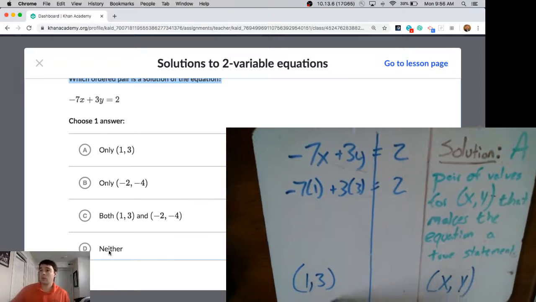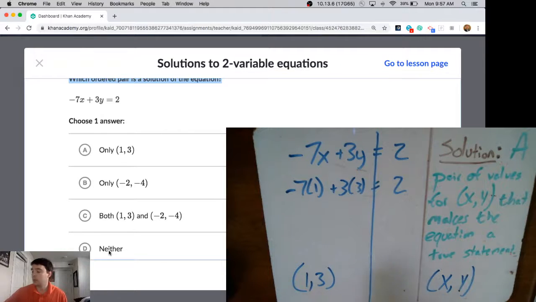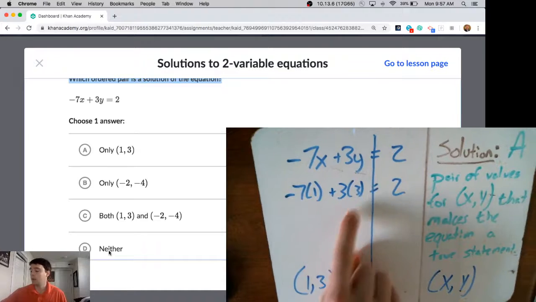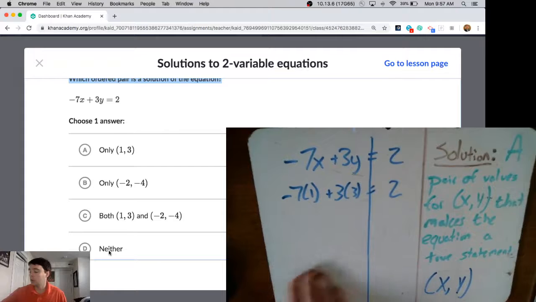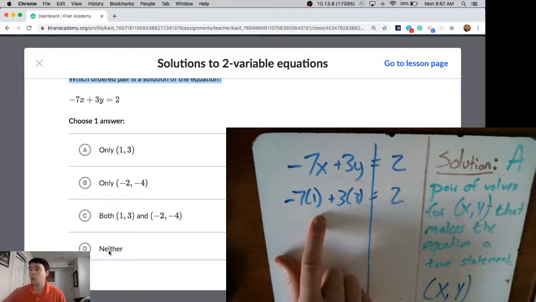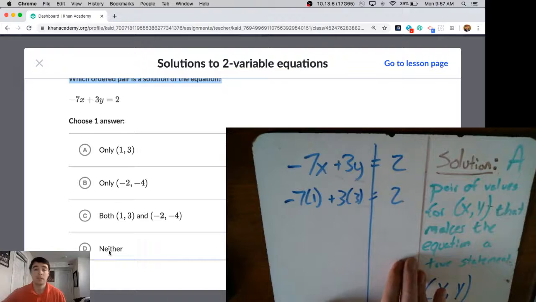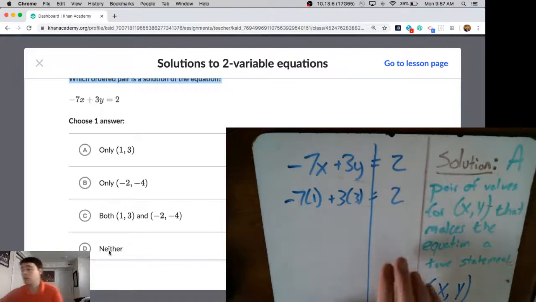So to test whether 1 and 3 would be a solution to our equation negative 7x plus 3y equals 2, I need to plug in the 1 for x and I need to plug in the 3 for y. Now at that point, there are no variables left in the equation. I'm going to just follow order of operations, or PEMDAS, to help me figure out, is this a solution to that equation? Does it make the left side equal to the right side?